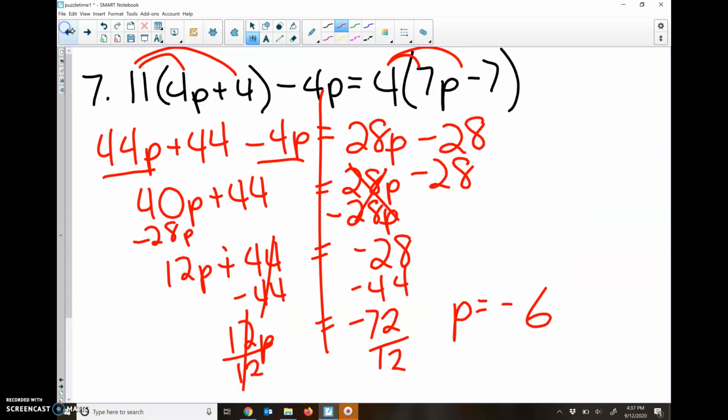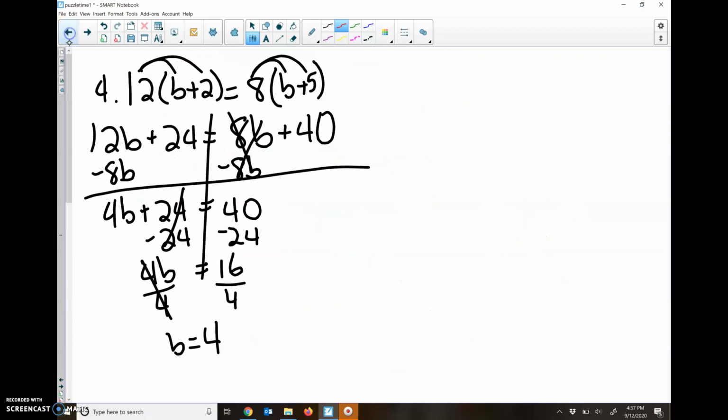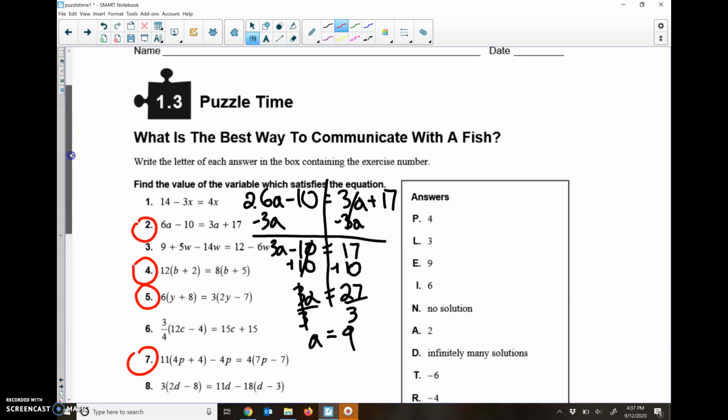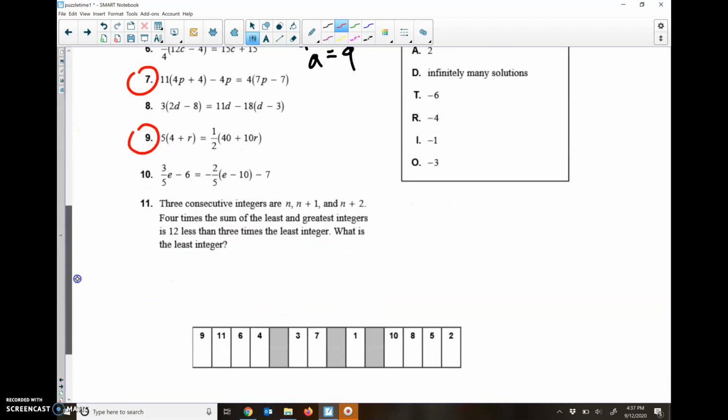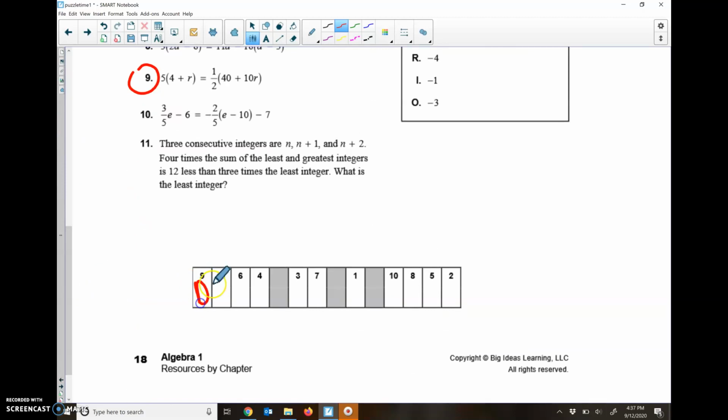So if we go back and look at our joke, I know we want to hear the answer to the joke. So what is the best way to communicate with a fish? The answer is drop it a line. Get it, like a fishing line? That's so funny.